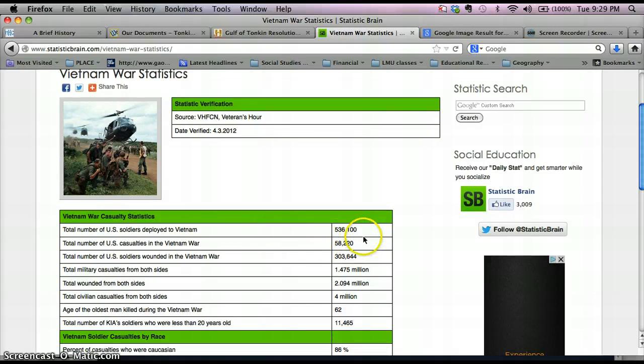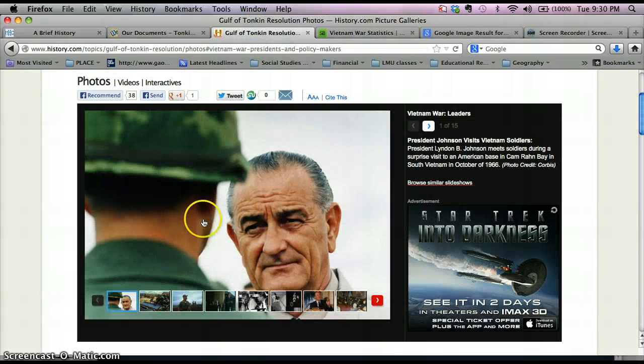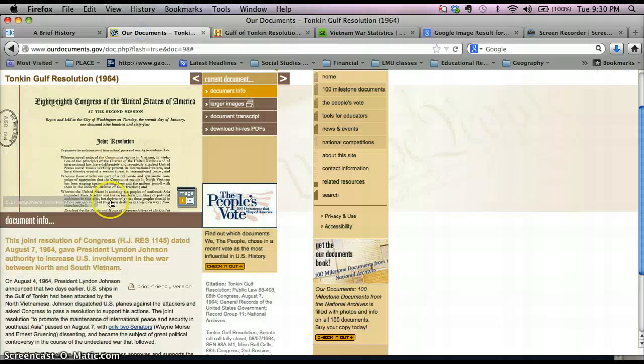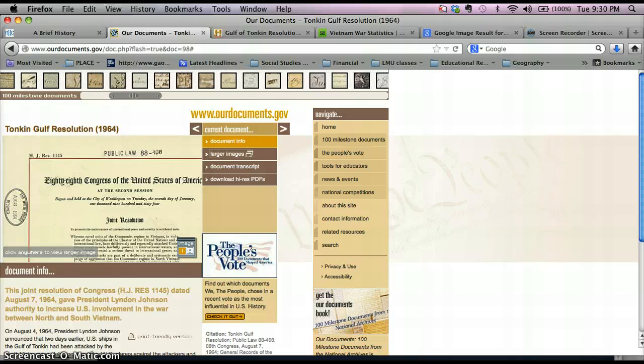By the end of the war, there are 536,000 U.S. troops that have been deployed to Vietnam. There are over 58,000 casualties, and there are over 303,000 wounded military personnel. So again, this is the Gulf of Tonkin, started by Lyndon Johnson, 1964, and this is considered one of the events that sparks the Vietnam War.